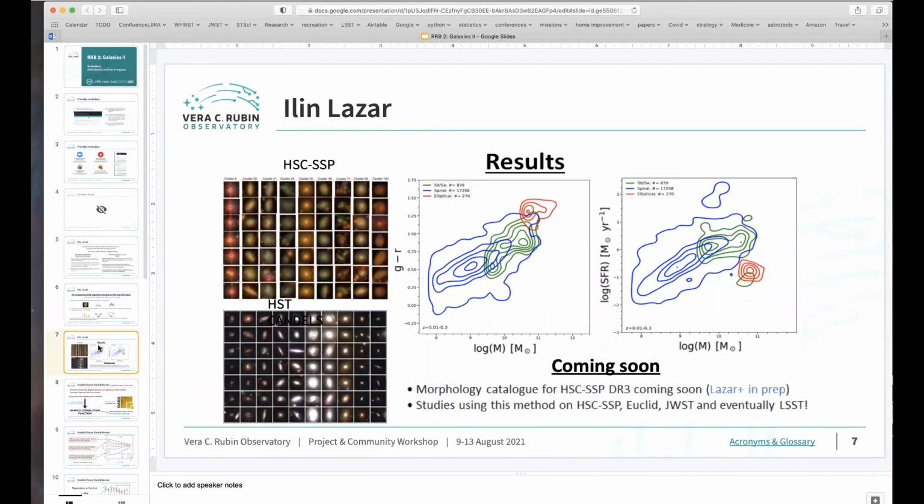To the left, we are showing an example using the algorithm on HSC data and HSC candles data, where we basically can notice that the code can differentiate quite nicely between more general morphologies, such as spirals and ellipticals, and can go into even more detail looking at high H2 regions within spirals and high H2 mergers as well. To the right, we prove the accuracy of the algorithm by reproducing some already known results from the literature of color mass and SFR mass relations for S0, spirals and ellipticals. In the near future, we are actually planning to release a morphology catalog for HSC DR3 and perform numerous studies on different subfields in cosmology and extragalactic research using this method on data from upcoming surveys and, of course, LSST. Thank you very much.